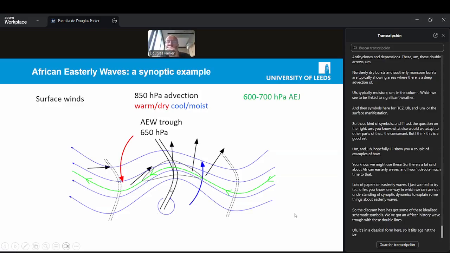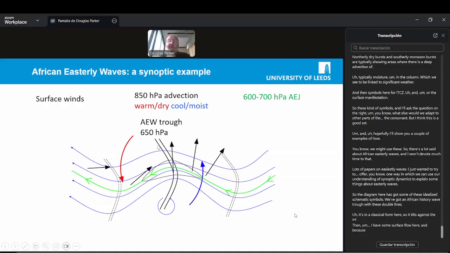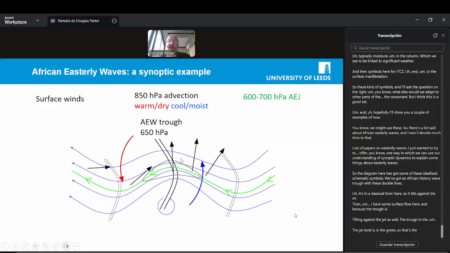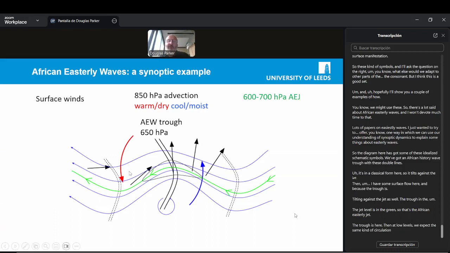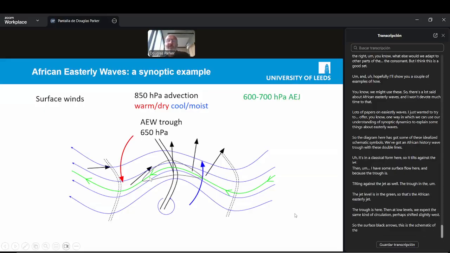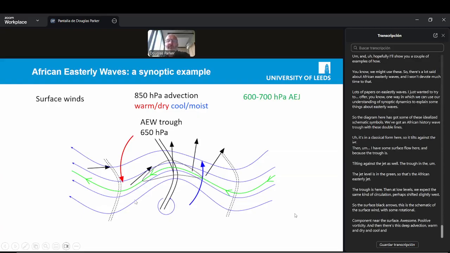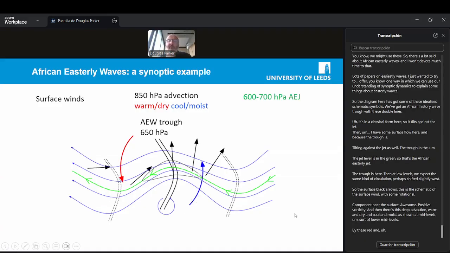I have some surface flow here, and because the trough is tilting against the jet as well, the trough at the jet level is in the green, so that's the African easterly jet. The trough is here. Then at low levels, we expect the same kind of circulation, perhaps shifted slightly west. So the surface black arrows, this is the schematic of the surface wind with some rotational component near the surface or some positive vorticity. And then there's this deep advection, warm and dry and cool and moist, shown at mid-levels, sort of lower mid-levels, by these red and blue arrows.